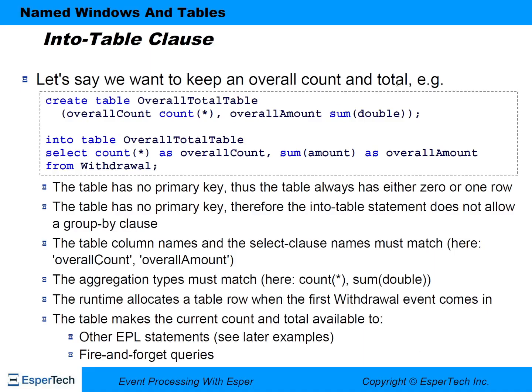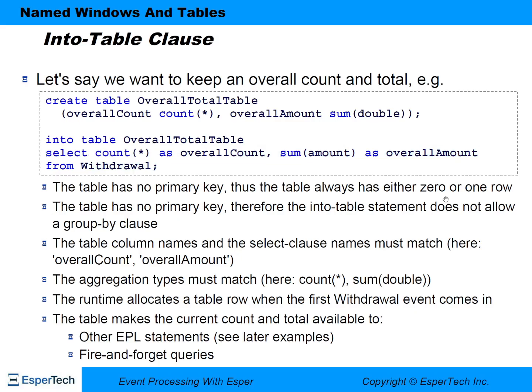Let's say we want to keep an overall count and total. The example create table and into table is create table OverallTotalTable (overallCount count(*), overallAmount sum(double)). Into table OverallTotalTable select count(*) as overallCount, sum(amount) as overallAmount from withdrawal.